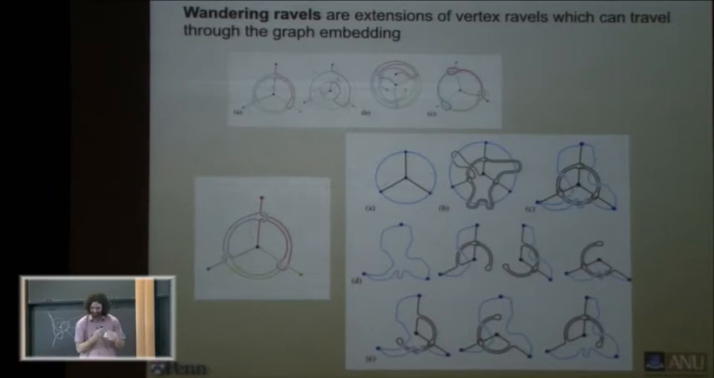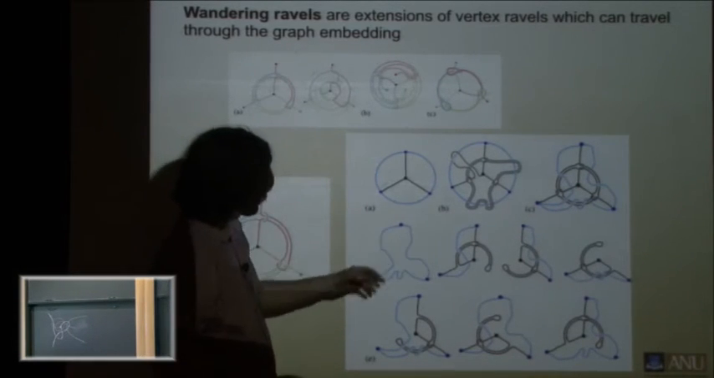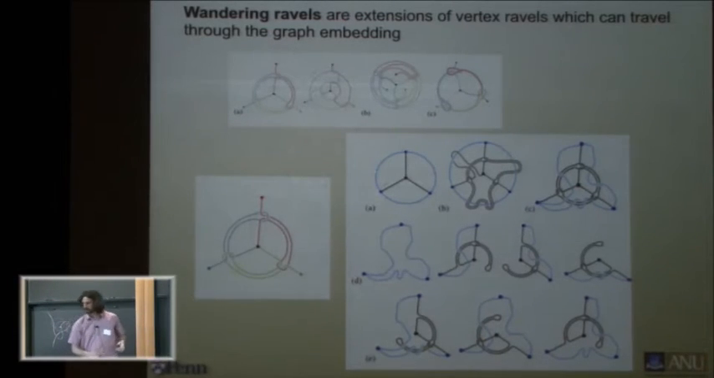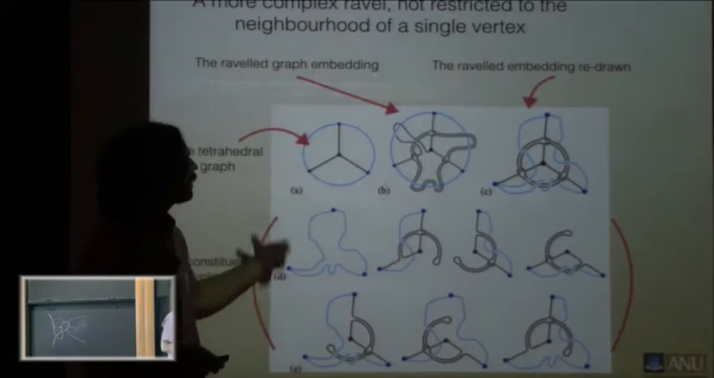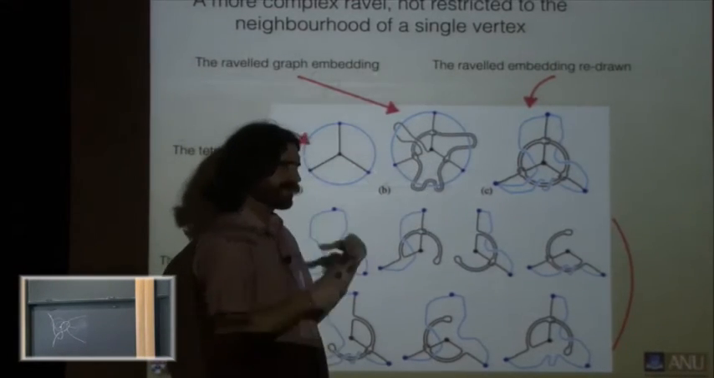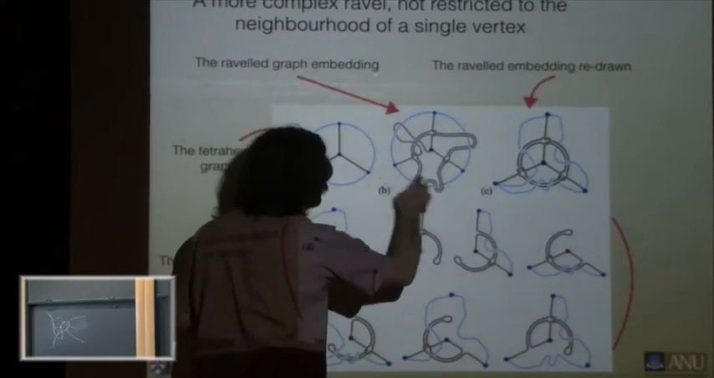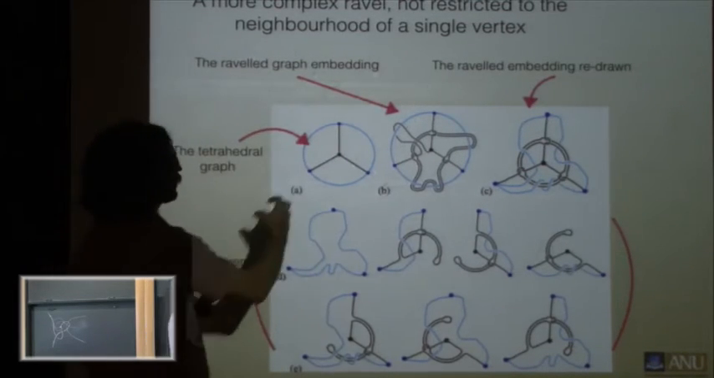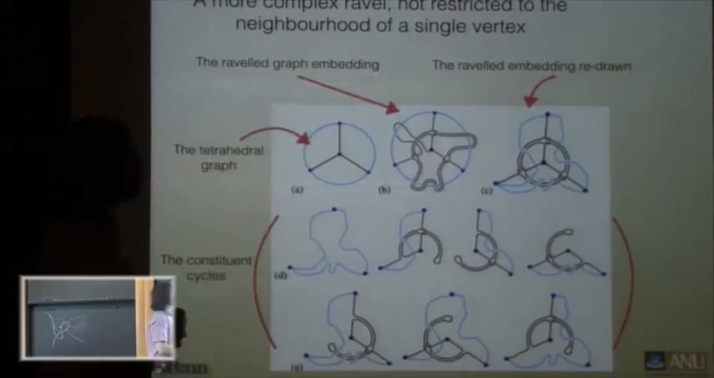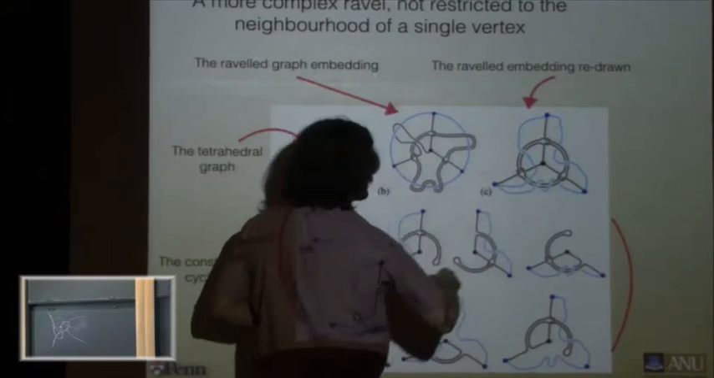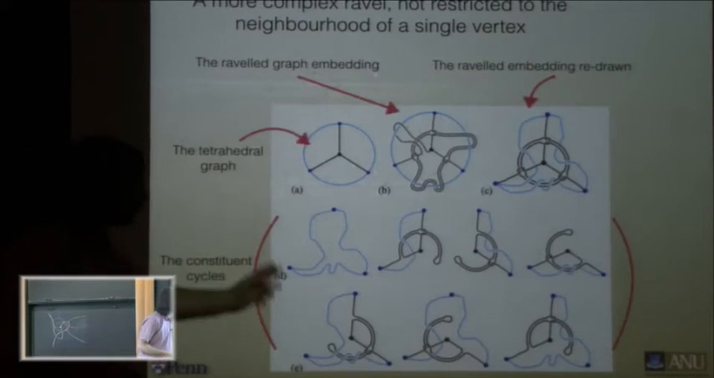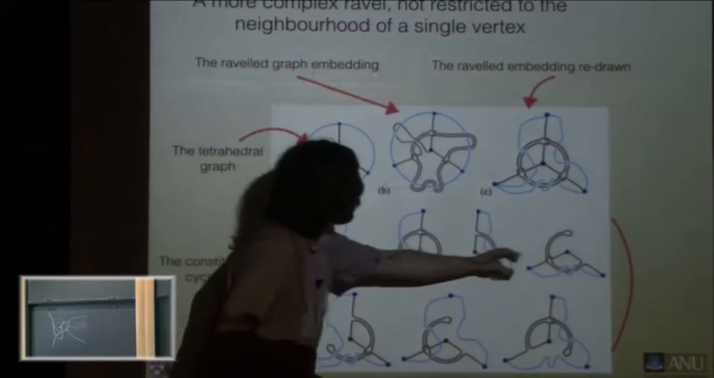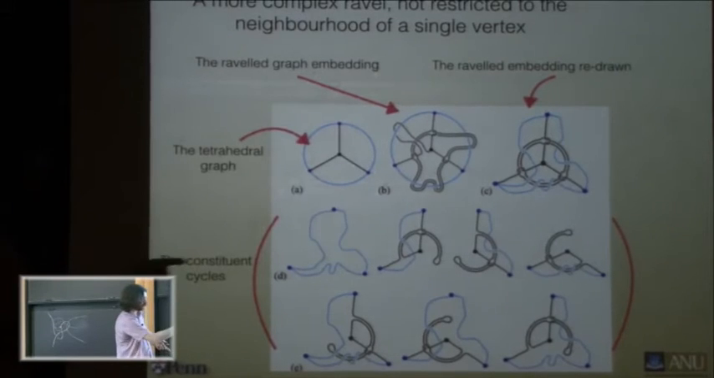So, wandering ravels. They're an extension of these vertex ravels, and they can travel through space. On the next slide we've got a tetrahedral graph, just as the graph structure, and here's a wandering ravel. You can see there's no way to define a ball that excludes this blue line and would contain all the business part of what's going on. I've just redrawn this to put the complexity elsewhere to make it visually easier to follow. This is a cycle analysis, with all the 3-cycles, and at the bottom all the 4-cycles.